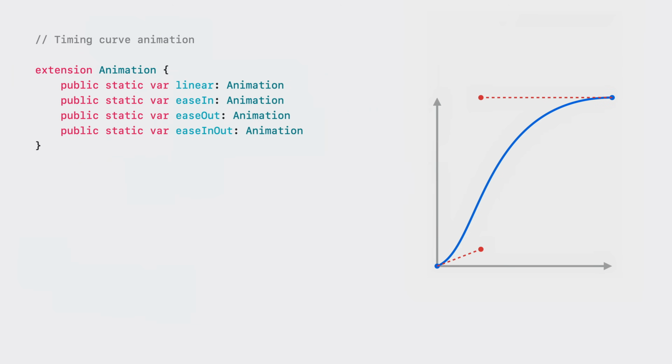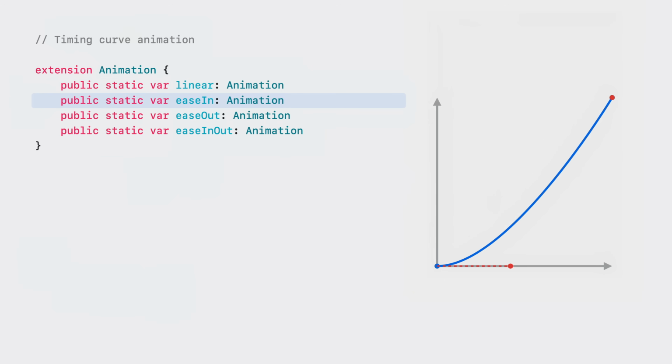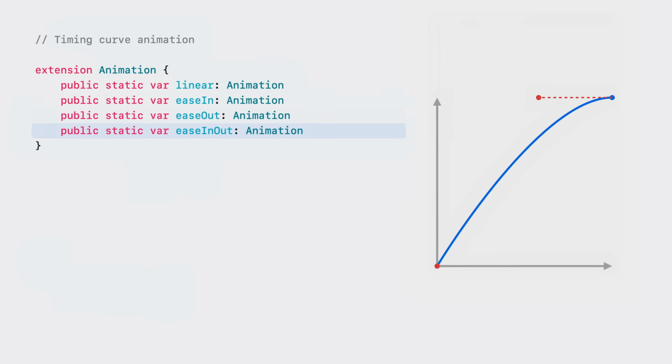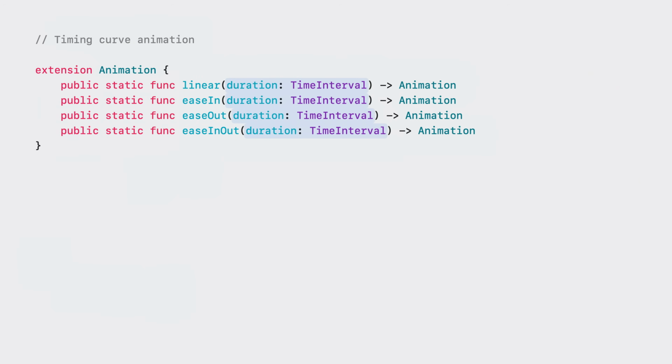SwiftUI comes with a number of built-in timing curve presets: linear, ease in, ease out, and ease in out. All timing curve animations can also specify a custom duration.